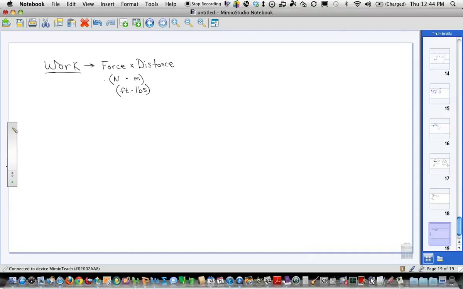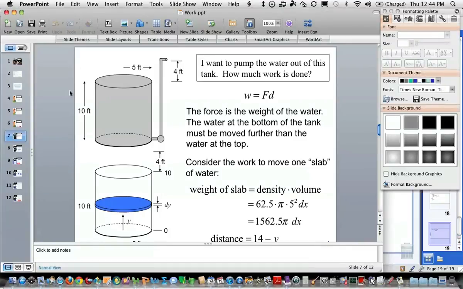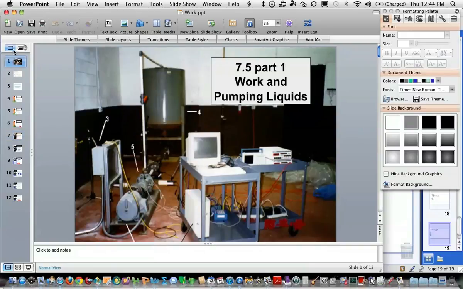Okay, so to show you this, I may have to flip back and forth here, because I'm trying to record this, but I've got a little stolen PowerPoint, purloined, pirated PowerPoint is what I've got here.